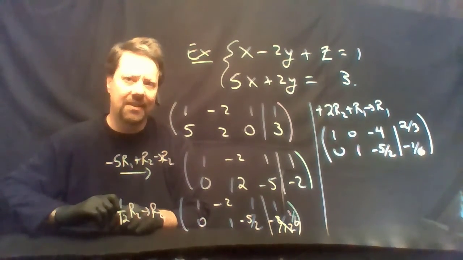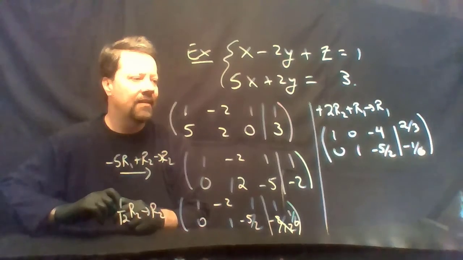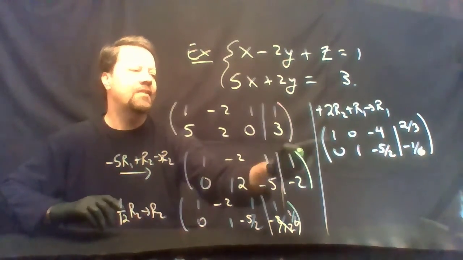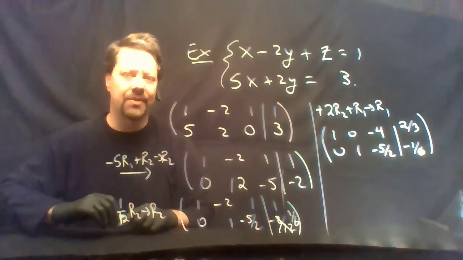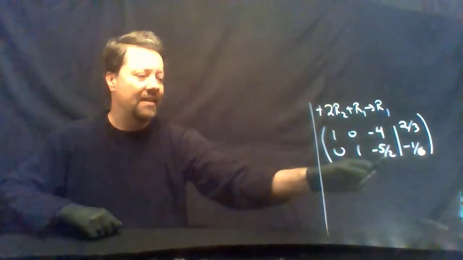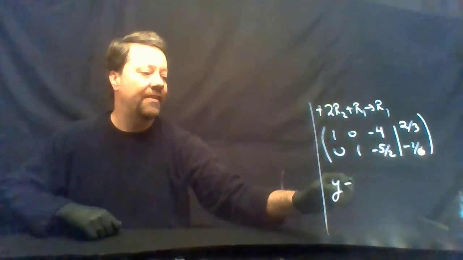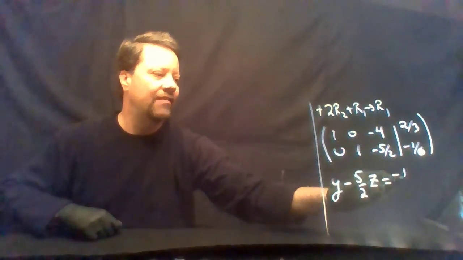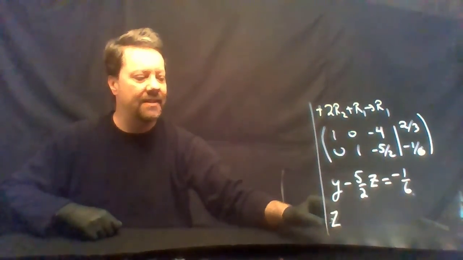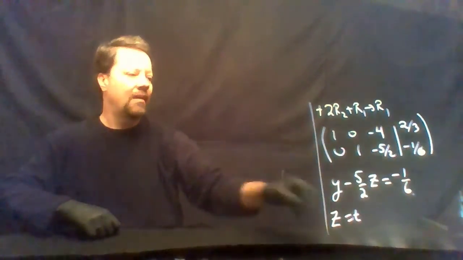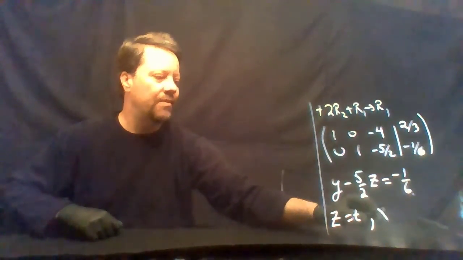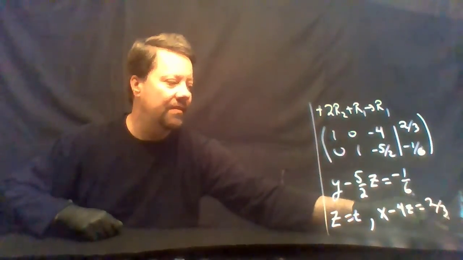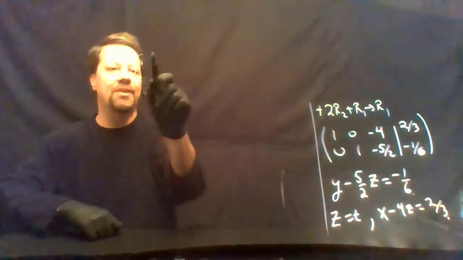What is the solution to the system? There will be infinitely many solutions. As you can see, x and y will be determined by the variable z. The second equation represents y minus 5 halves z equals negative 1/6, and if we set z equal to t, and the first equation represents x minus 4z equals 2/3, we can immediately write down the solution set.